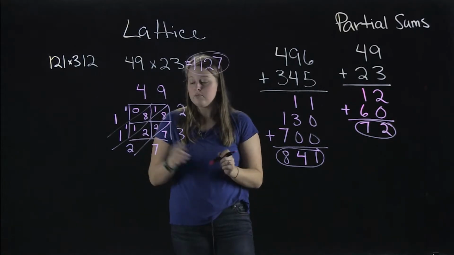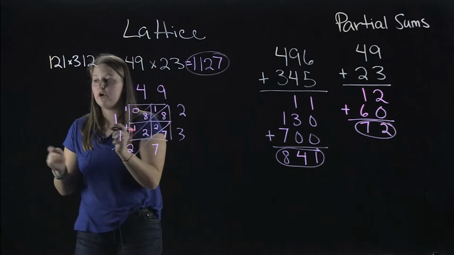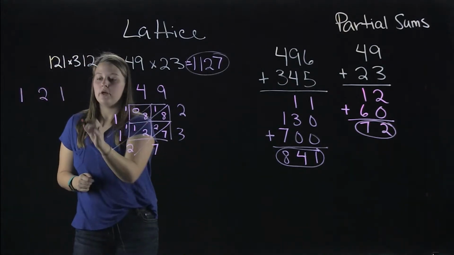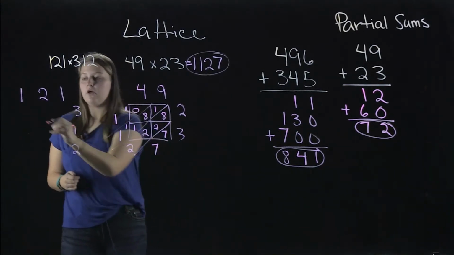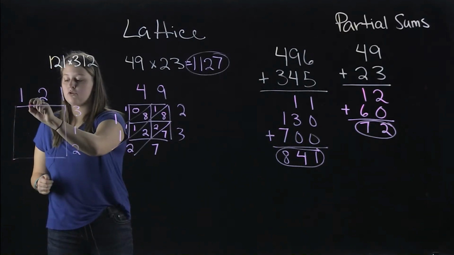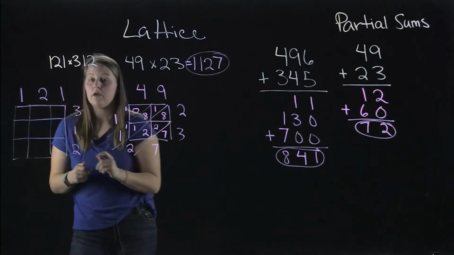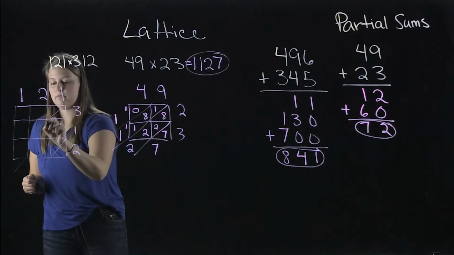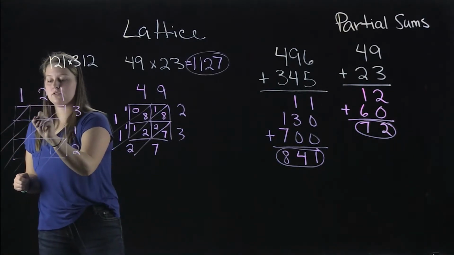So now let's try a little bit bigger number. And for a 3-digit number, you're just going to make your lattice bigger. So you're going to put a 1, 2, 1 for 121. And now you're going to put 3, 1, 2 for 312. Now you've got to draw your box and draw your lines down and across. And now draw your diagonals. And still make sure they're going past.